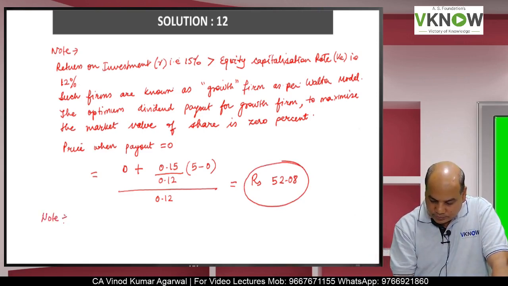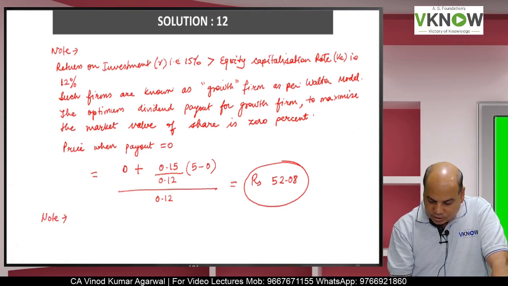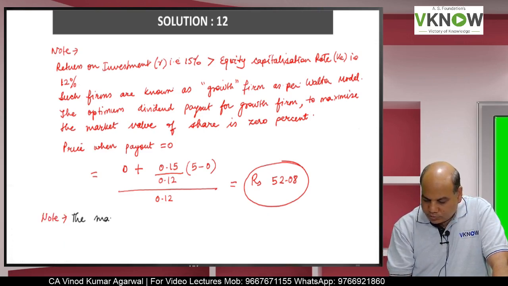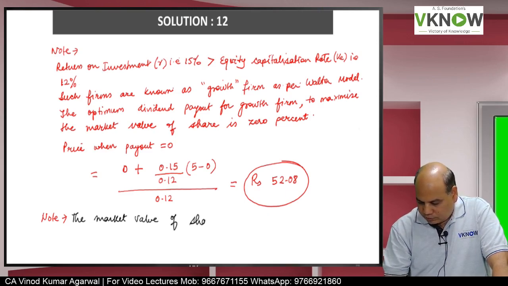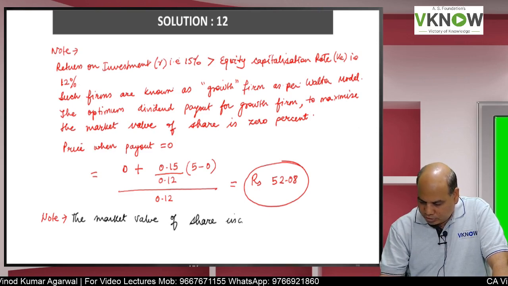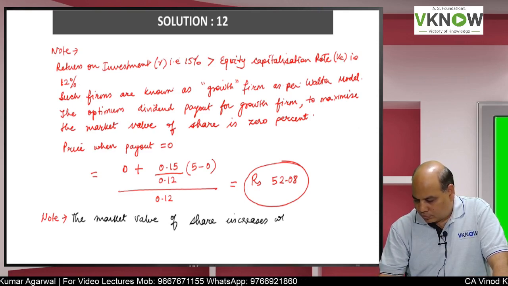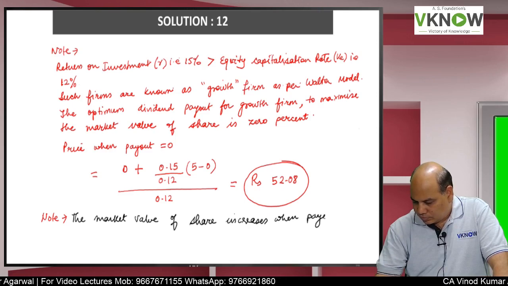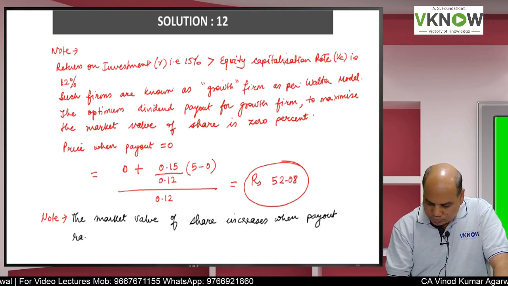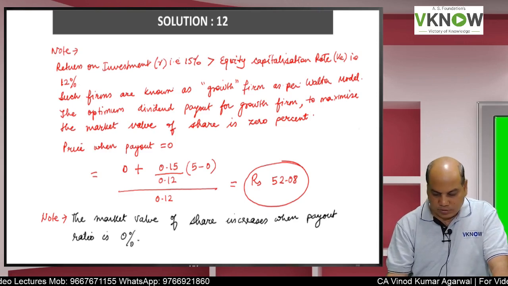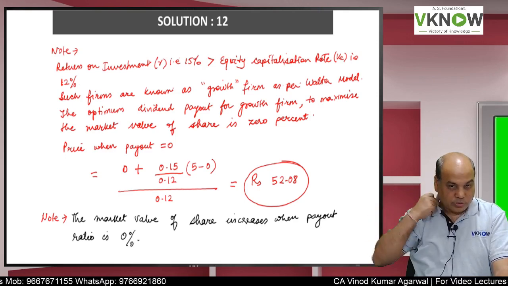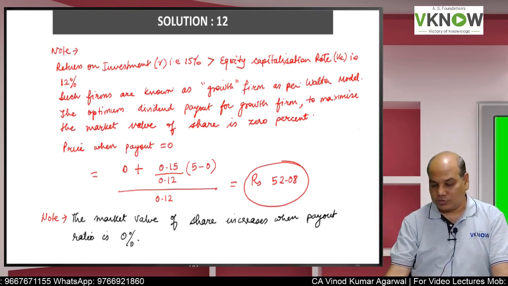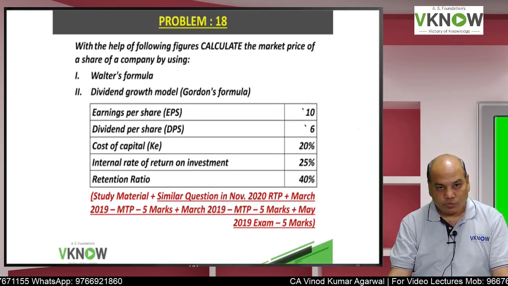Note, the market value of share increases when payout ratio is 0%. The market value of the share increases when the payout ratio is 0%. So this is an example on Walter model.